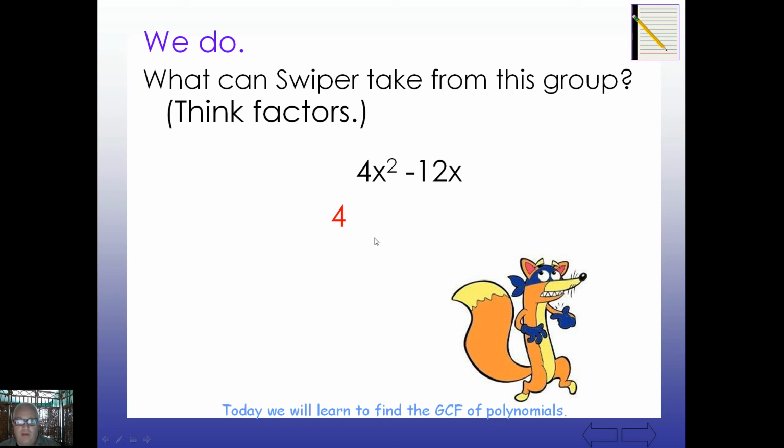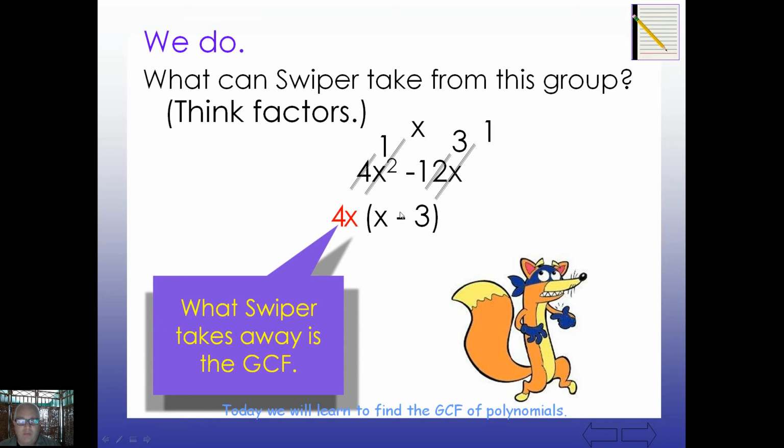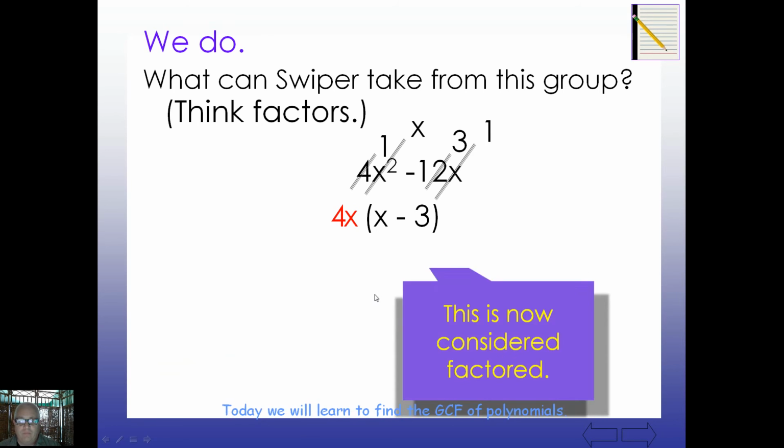So we're going to be looking at removing a 4. So if we divide a 4 away, and what about an x? If we take an x out, you're going to see that we're going to reduce the exponents here by 1. And so what's left if we divide this piece by 4x and this piece by 4x? We're left with 4x times the quantity x minus 3. So what we're removing there is the GCF of that polynomial. So this is now considered in factored form right there.